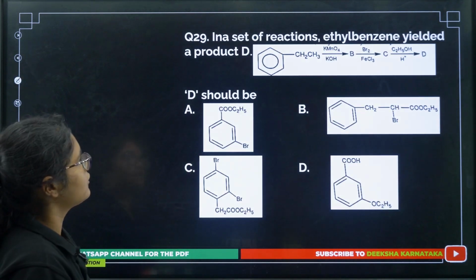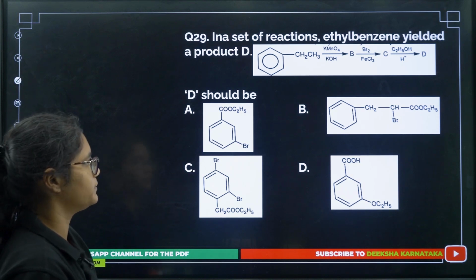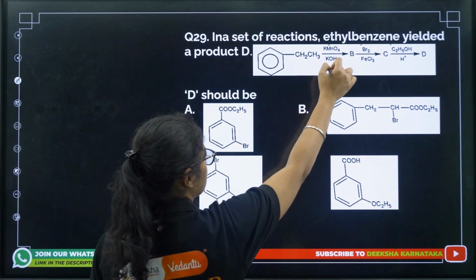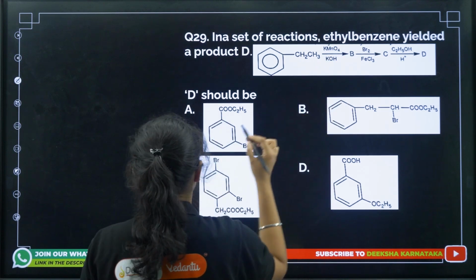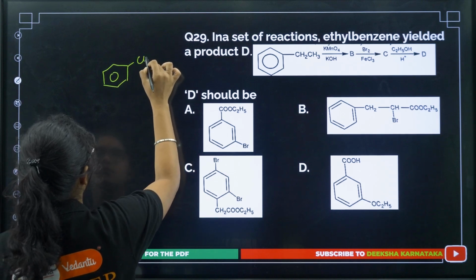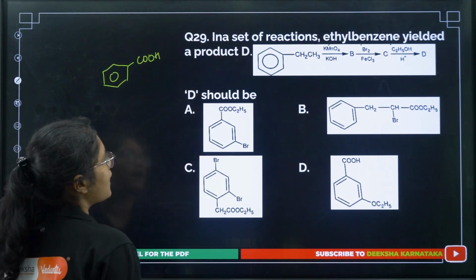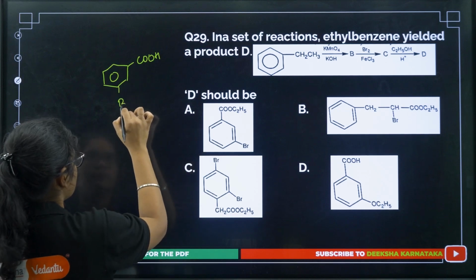Next, in a set of reactions, ethyl benzene yielded the product D. So what should be D? So first of all, if you see KMnO4 KOH, this is oxidation of the alkyl benzene. So B will be your COOH. Okay. After that you have bromine. So this is a meta-directing group. So bromine will come here.